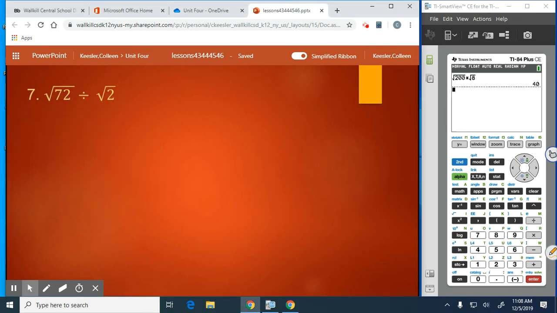Number 7. So now we're dividing, and again, we divide like parts. So we're going to do 72 divided by 2, which is 36. So we get square root 36. And like we saw before, square root of 36 is 6. Again, we have a whole number answer. So again, our answer is rational.